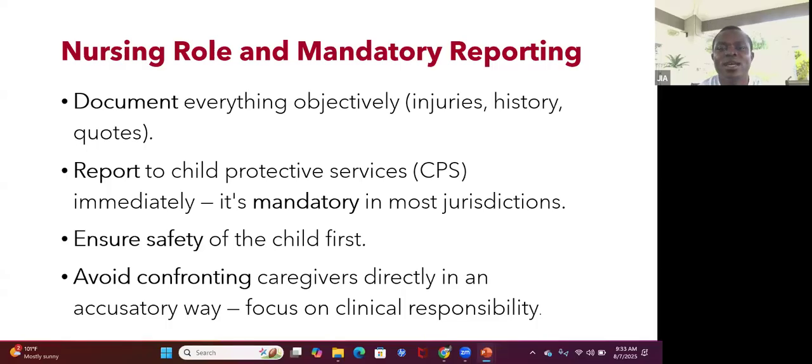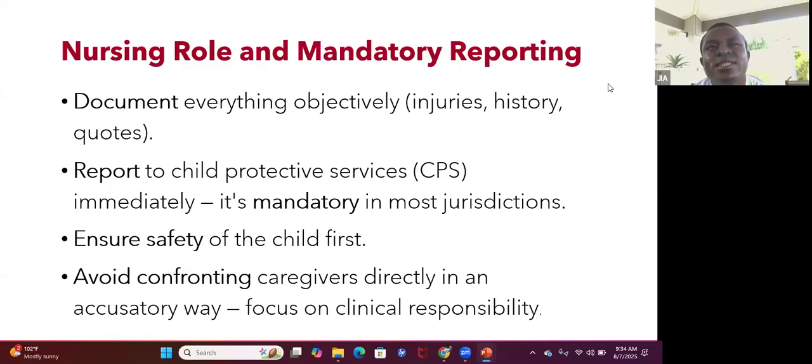The first one here is document everything objectively: injuries, history, and quotes. You have to document all of these things. Then, we are saying report the child to Child Protective Services. So we have ways of doing this reporting.